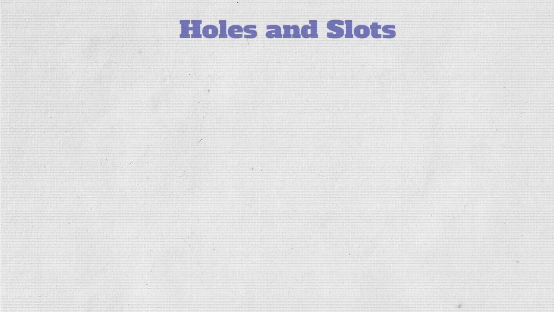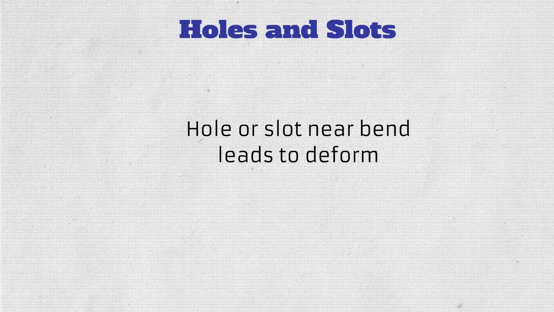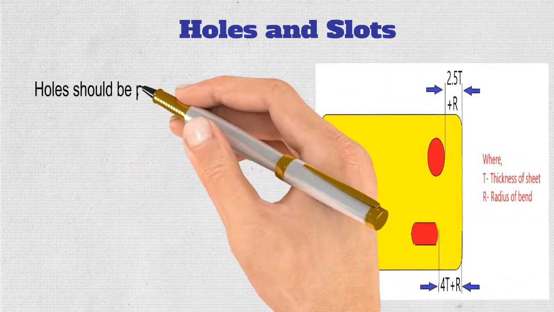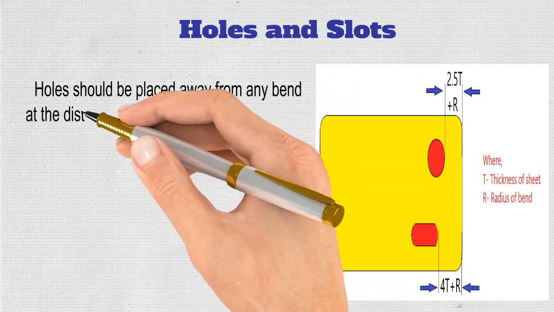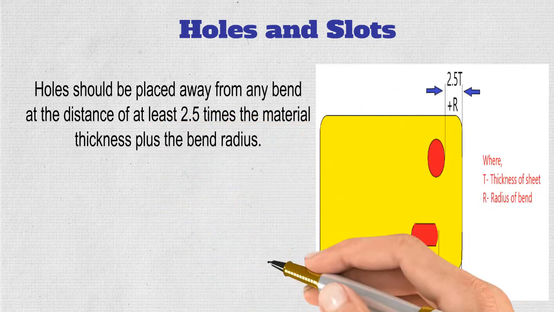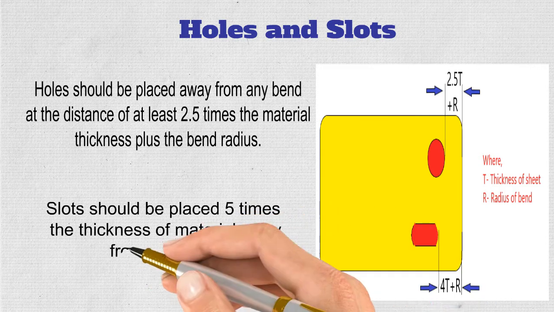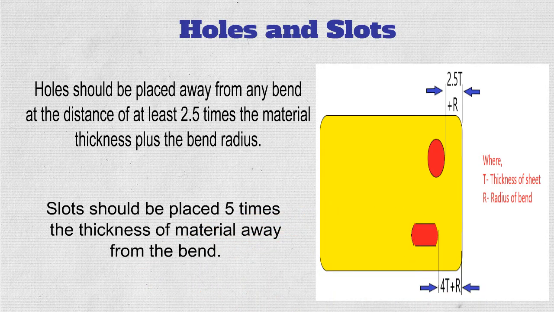Minimum clearance between holes and slots. It is very important to maintain enough clearance between holes and slots. Holes and slots may become malformed if located near a bend. Holes should be placed away from any bend at a distance of at least 2.5 times the material thickness plus the bend radius. Slots should be placed 5 times the thickness of material away from the bend.